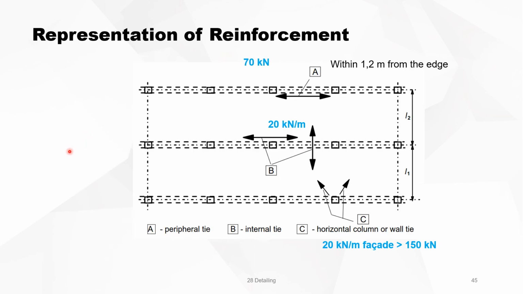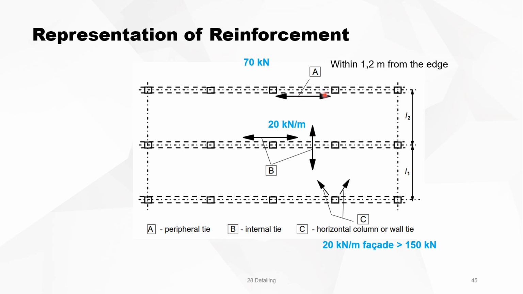And next is for a building, you need some reinforcement chainage, a real chainage. And when you have an individual column, then the chainage should be enough to take over 20 kilonewton per meter edge of the building, per meter facade.